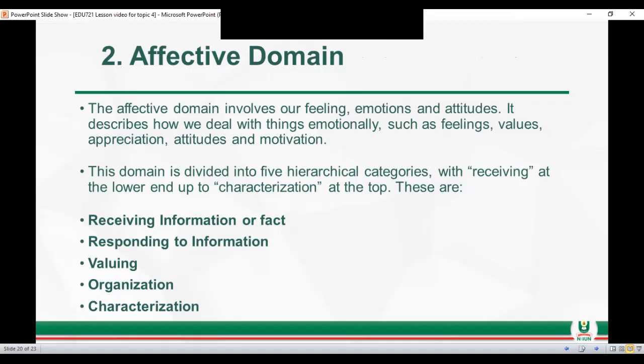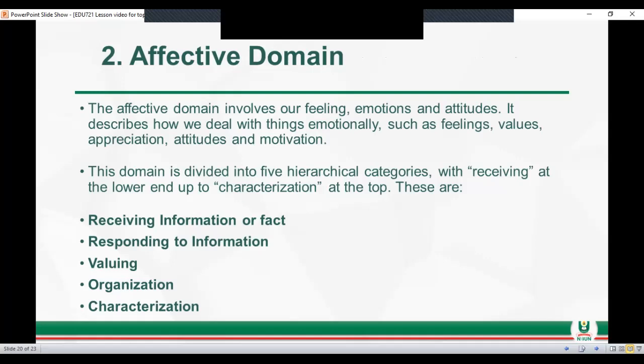What about the affective domain? Quickly, the affective domain involves our feelings, emotions, and attitudes. The cognitive domain has to do with cognitive skills, knowledge. The affective domain describes how we deal with things emotionally, such as feelings, values, appreciation, attitudes, and motivation. The domain is divided into five hierarchical categories, with receiving at the lower end up to characterization at the top.